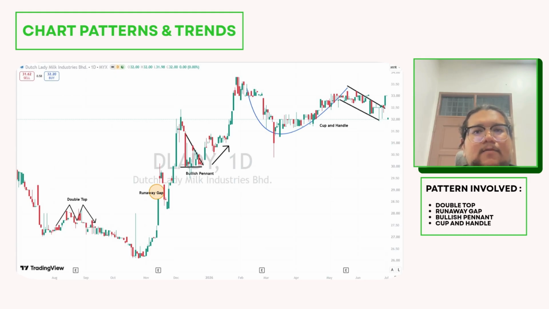This trend then formed a bullish pennant to consolidate gains, followed by a textbook cup and handle pattern near the 32 ringgit support level. With price action currently breaking out on the handle channel, this sequence signals powerful institutional accumulation and a solid setup for continued upward momentum.